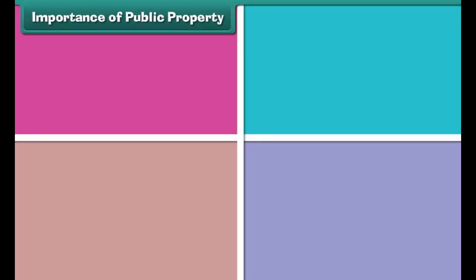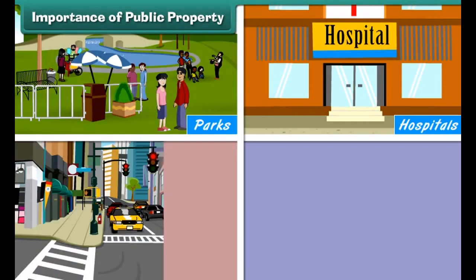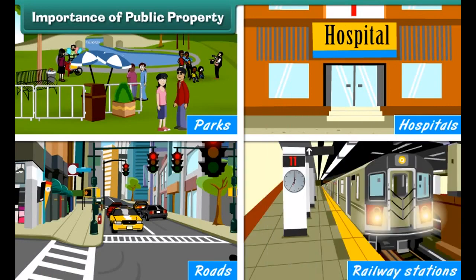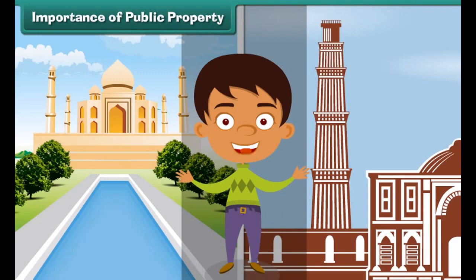Importance of public property. Public properties like parks, hospitals, roads, railway stations, etc. are for public welfare. They provide comfort and convenience to the public. Some public properties like historical monuments showcase the glorious history of a country. They are the pride of a nation.